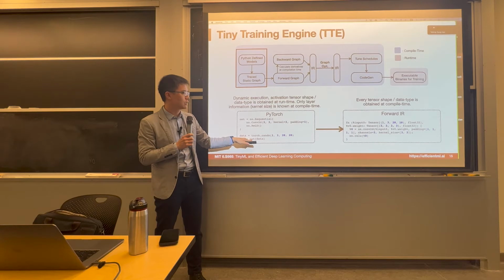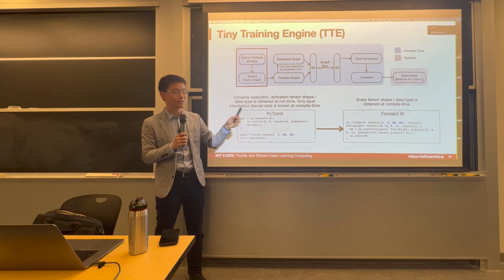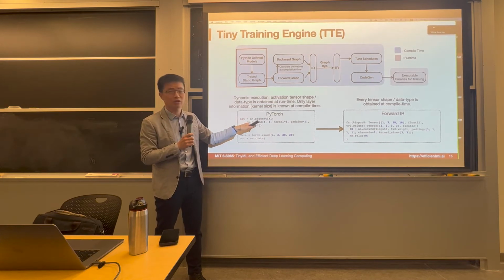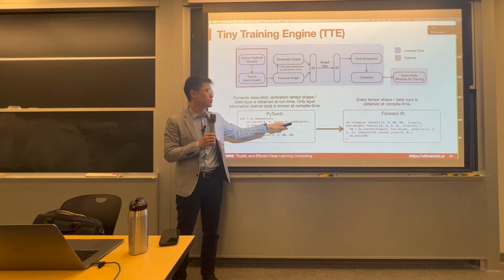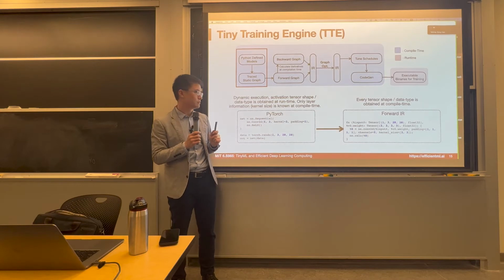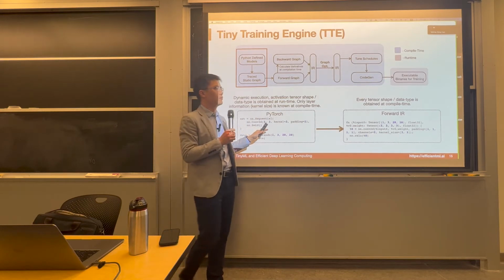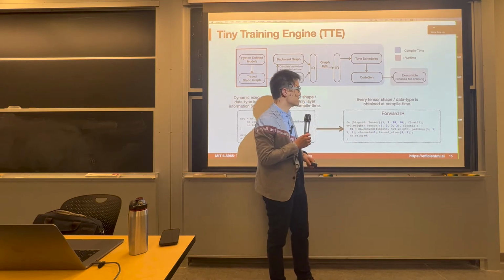And the network takes in the data and outputs the prediction. And the net is defined by only one layer. It's a sequential layer, which is a convolution layer, right? Only one layer. Kernel size 3, with 3 input channels and 3 output channels. So we parse that into a forward IR, okay, intermediate representation.